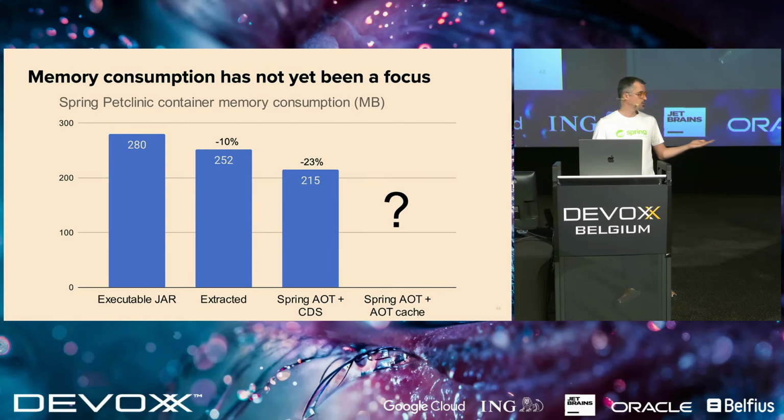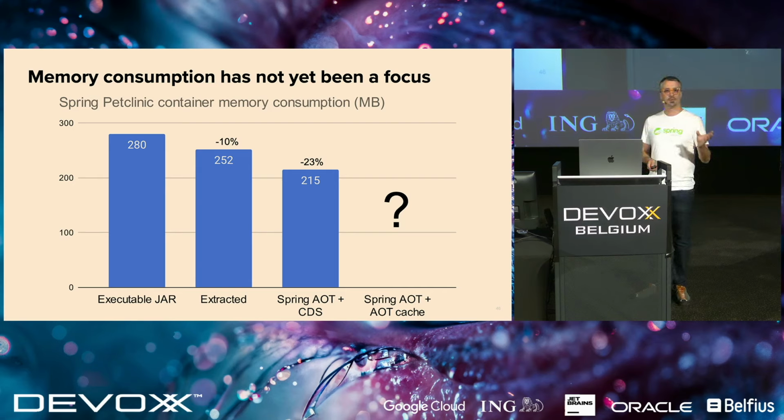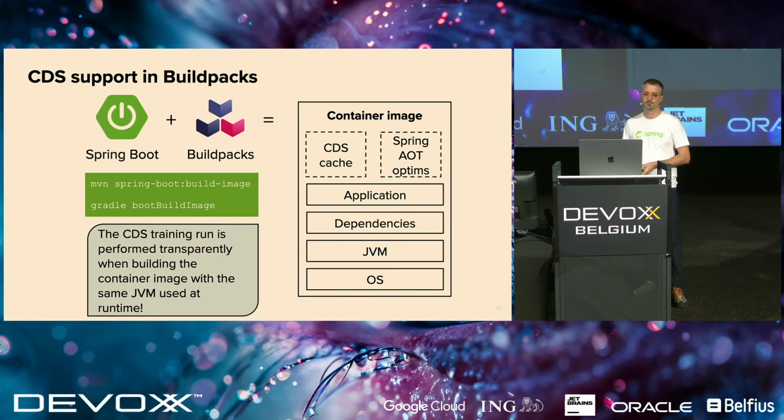Memory consumption, as mentioned by Per, is not yet a focus, but what we can say is that currently we observe that combining Spring ahead of time optimization and CDS allows to reduce the memory consumption of Spring applications by 20%. So we hope and expect that Project Leyden AOT Cache will at least allow the same kind of benefits, and maybe more. But let's see in a few months.